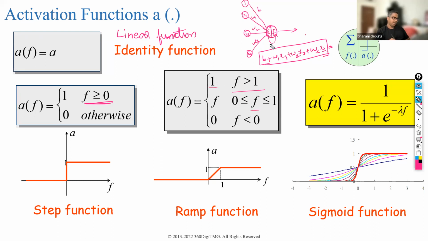Or if you get that integration component value in between 0 and 1, say you get a value of 0.6, then the output will also be 0.6. It will be exactly that function value. If this integration value is less than 0, then the output will be 0. This is called what function? Ramp function.